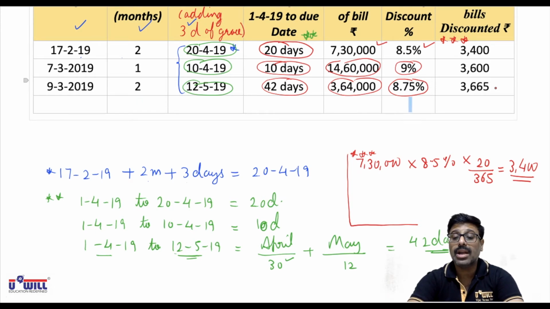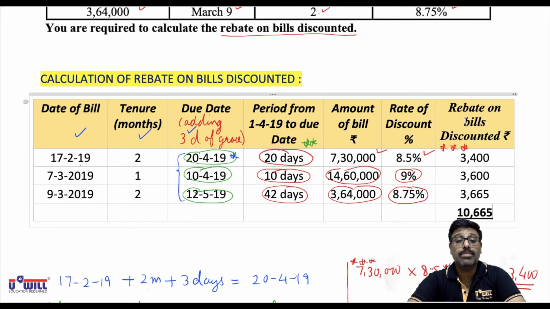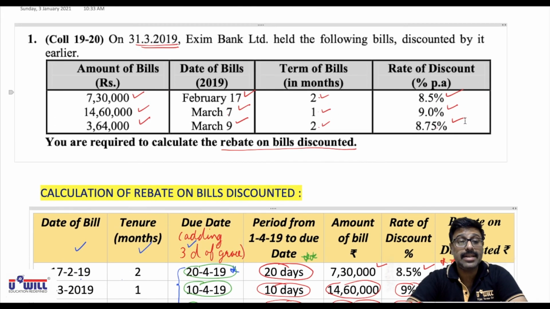Now, what is the total income of rebate on bills discounted? 3,400 plus 3,600 plus 3,665. So total rebate on bills discounted is 10,665. So this is our calculation of how the rebate on bills discounted is to be done. I hope everyone is clear with it.